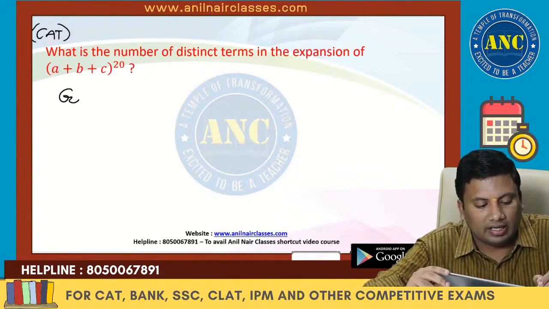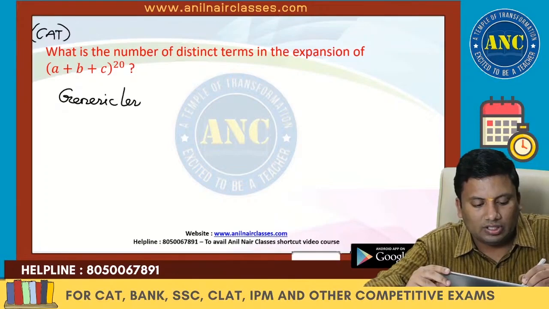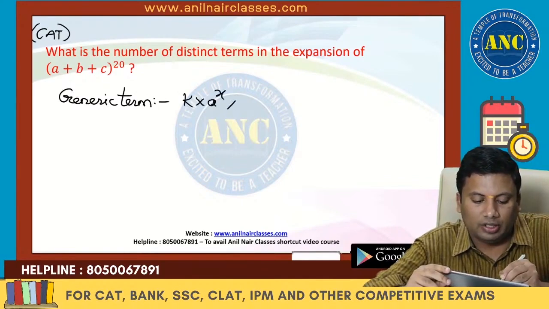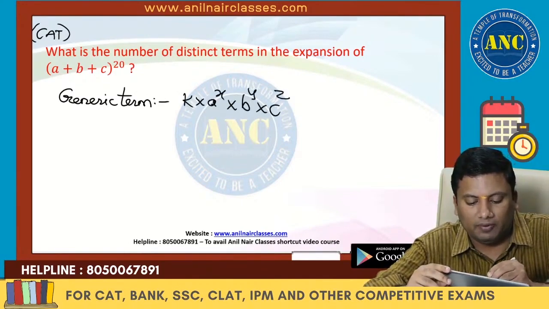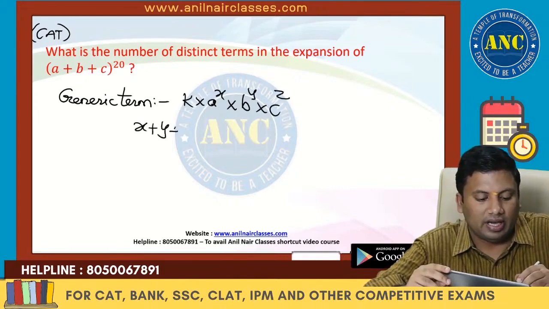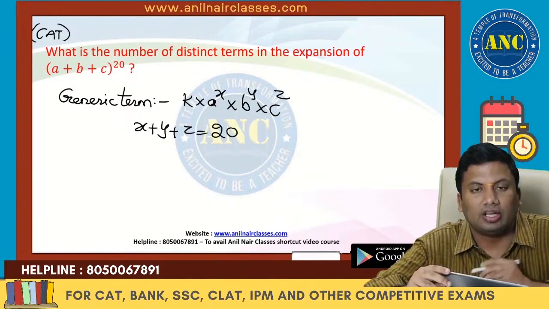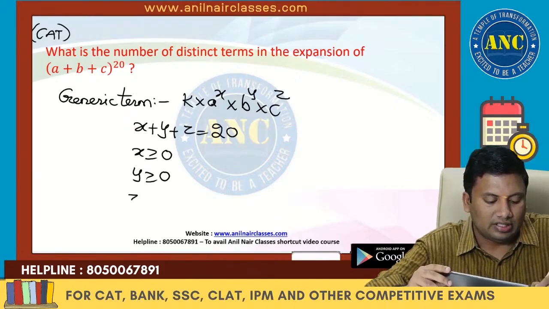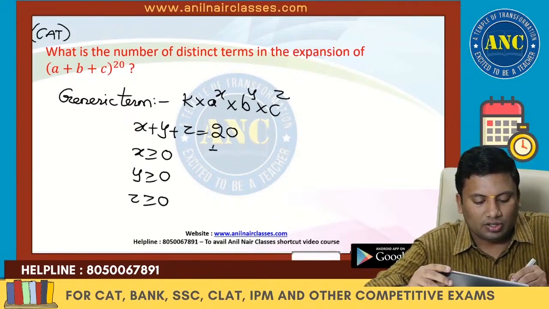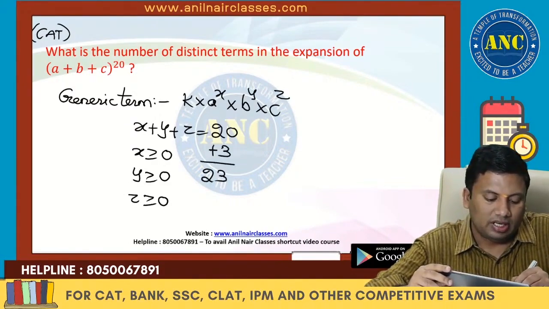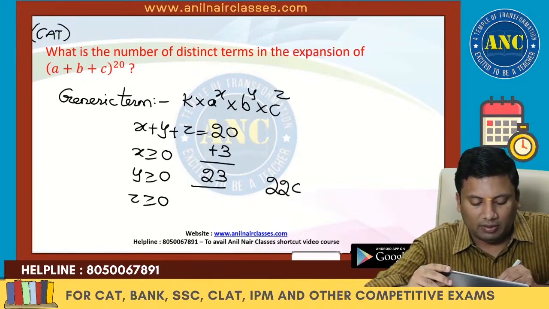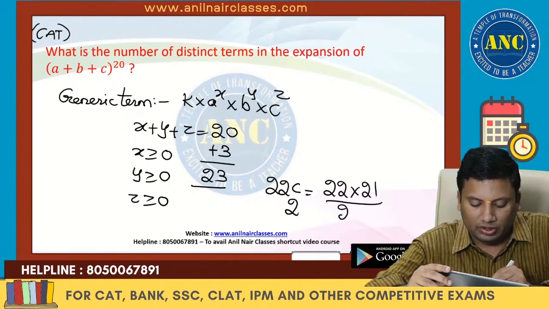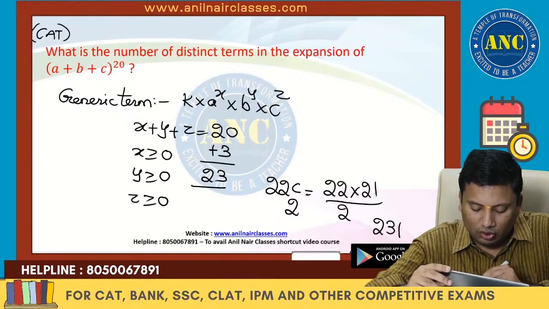So the generic term is given by k into a power x into b power y into c power z. The sum of the powers, x plus y plus z, is 20, where x, y, z are greater than or equal to 0. So it is plus 3, 20 plus 3 is 23. The answer is 22C2, which is 22 into 21 by 2, which is 231.